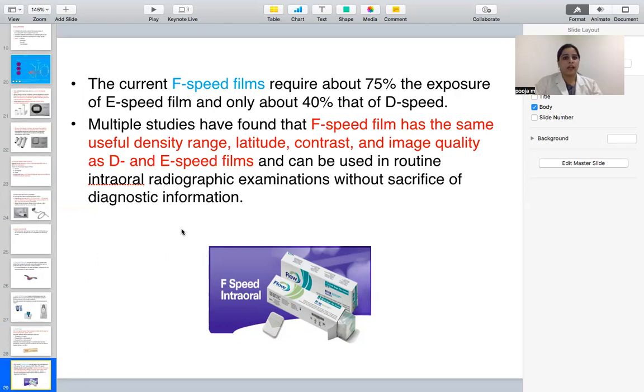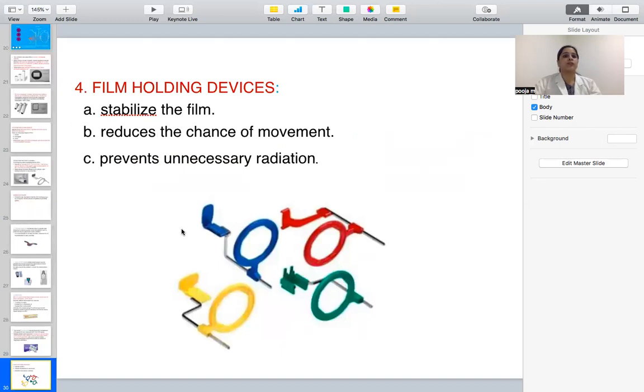With the use of this F-speed film, the advantages are similar to those of an E-speed film, such as it has the same latitude, it gives a good contrast as that of an E-speed film, and the image quality also will be good, similar to that of your E-speed and D-speed film. So film speeds slower than E-speed should not be used, as advised by ADA specification, to prevent patient exposure. Now coming to film holding devices.